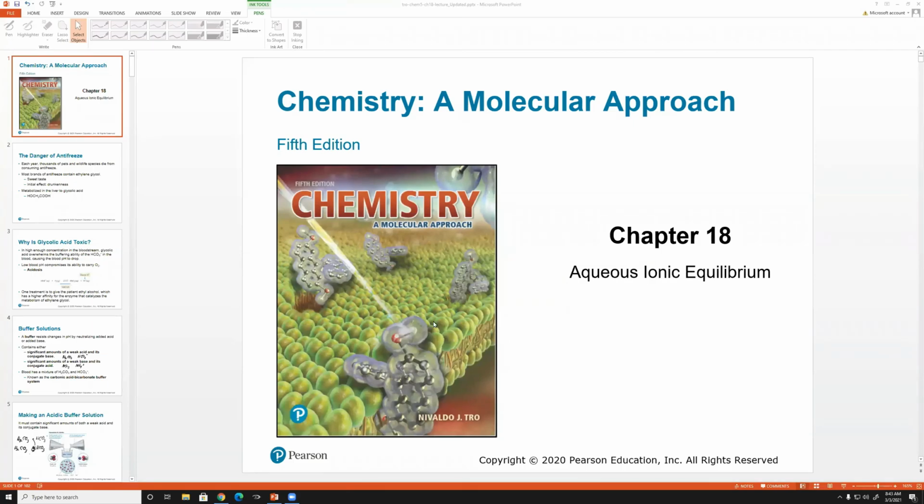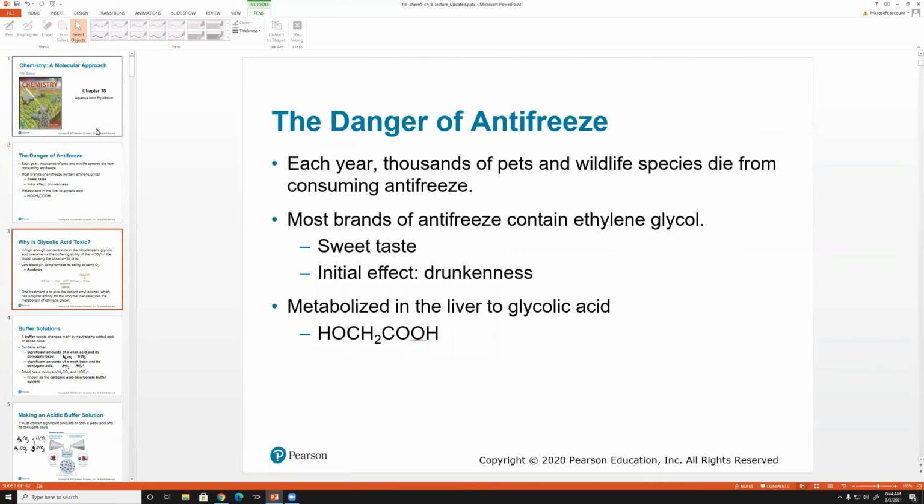In chapter 18, we're going to learn about aqueous ionic equilibrium. We learned in chapter 16 how equilibrium works. In chapter 17, we learned about acid-base equilibrium. Now we're going to put all of those concepts together and talk about what happens if we have acids and bases together to make buffer systems. Furthermore, we're going to talk about solubility of ionic solutions.